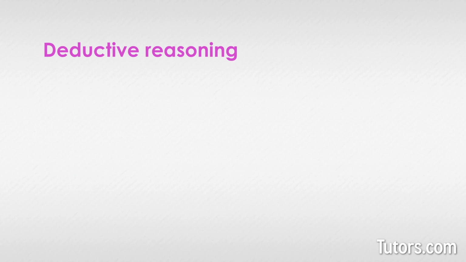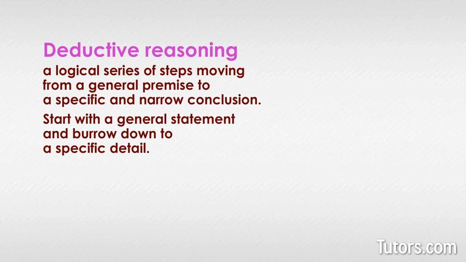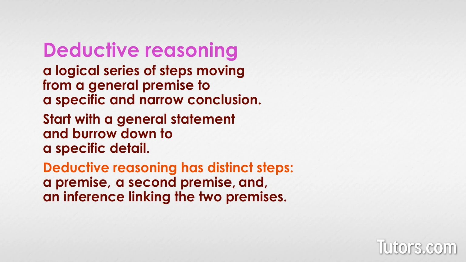Now let's go over deductive reasoning. Good, clear inductive reasoning, I wonder why I am seeing what I see, leads to deductive reasoning, a logical series of steps moving from a general premise to a specific and narrow conclusion. With deductive reasoning, you start with a general statement and burrow down to a specific detail. Deductive reasoning done correctly always produces reliable, valid results. Deductive reasoning has distinct steps: a premise, a second premise, and an inference linking the two premises.